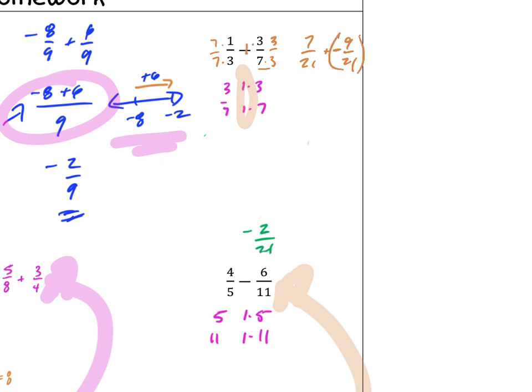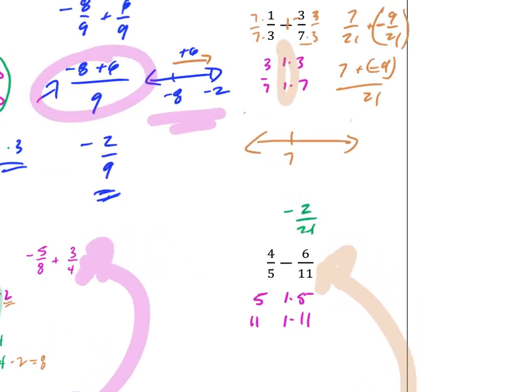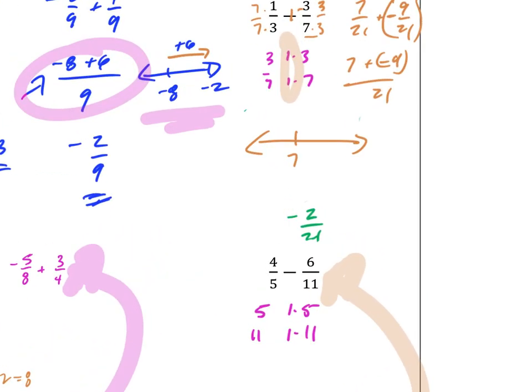Because I rewrote this as addition, which means I have 7 plus negative 9 over 21. And if I look on the number line, okay, 7, I add negative 9, I look over, that means I'm going to go to the left. So if I go to the left 9, I'm going to go past 0 and land on negative 2. So this becomes negative 2/21.